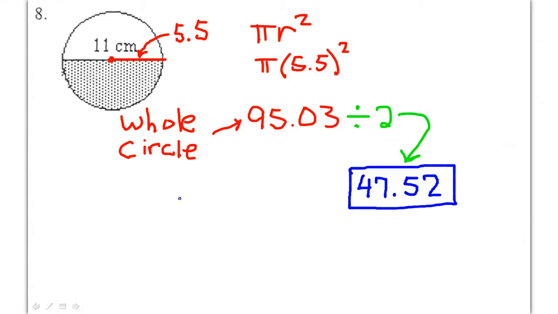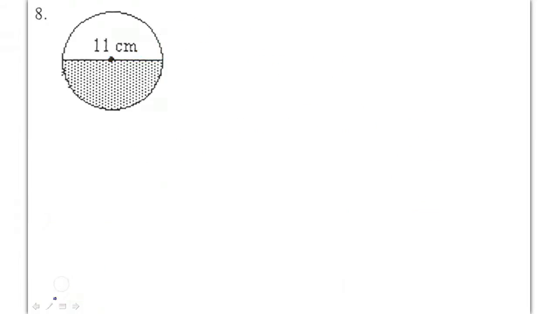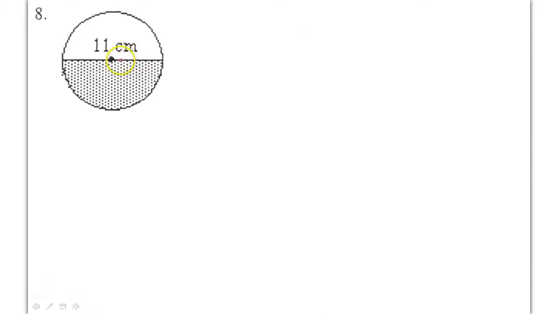If I wanted an exact value, see I rounded in this area, I rounded twice actually. What if I wanted an exact value? This is what I would have to do. If you don't care about the exact value, you can just stop the video now. Let me erase all this. If I did want the exact value, the radius is the key.